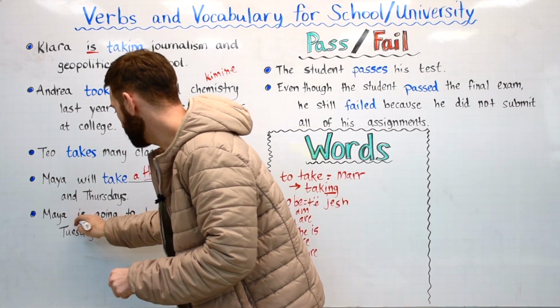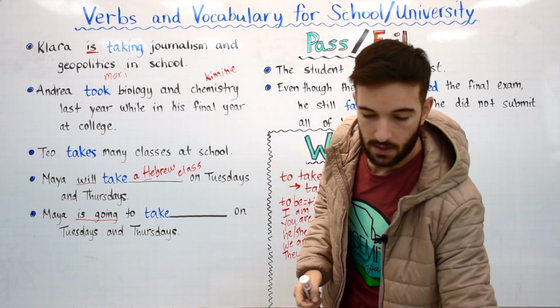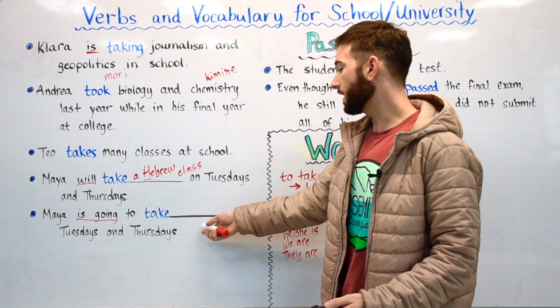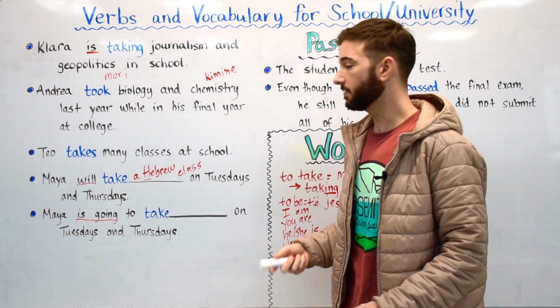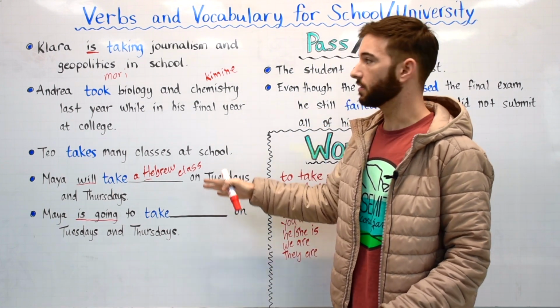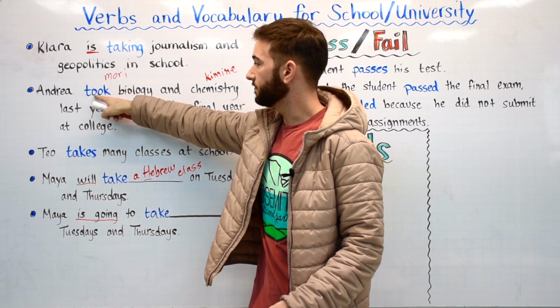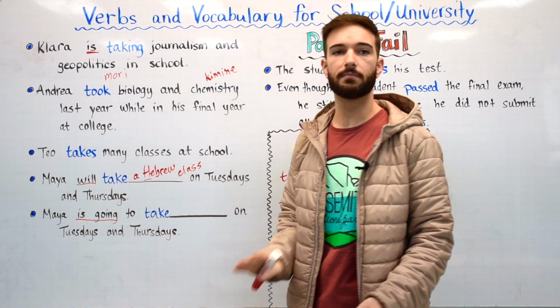So, is going or will. All right, so Maya is going to take a class on Tuesdays and Thursdays. These are just some verbs. Notice that we have the verb to take, present progressive, took in the past, takes, present form, take, okay?